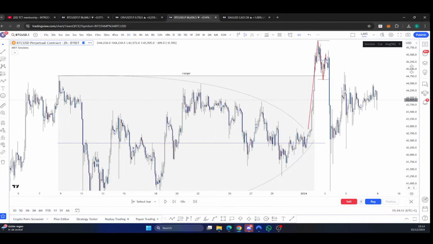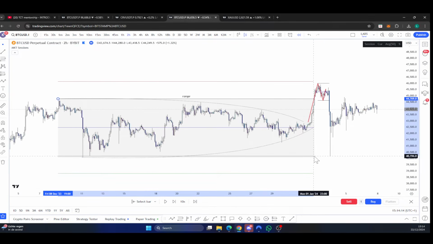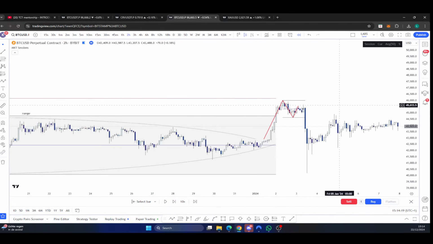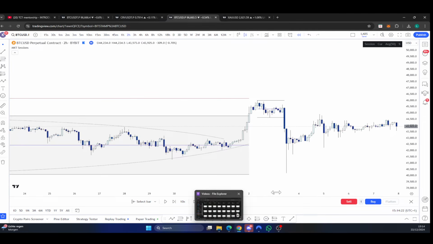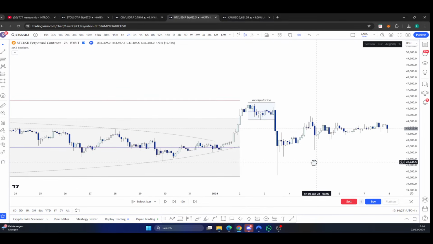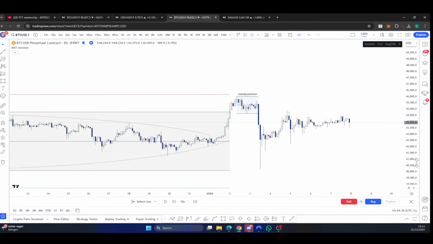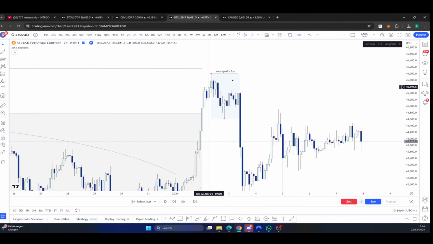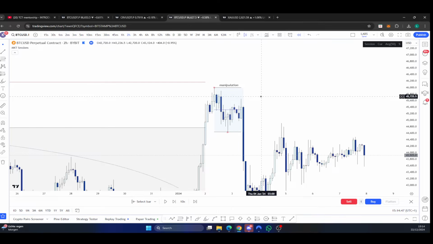Let me put this a bit to the left. There you go. And now let's look at this range. So this is your manipulation range, okay? This is your manipulation range. Now, here we can see an example that we had a manipulation range, and we had a range high and a range low, but our range high never got taken. So we never had a distribution model properly like we would prefer, okay, with deviating that range high.